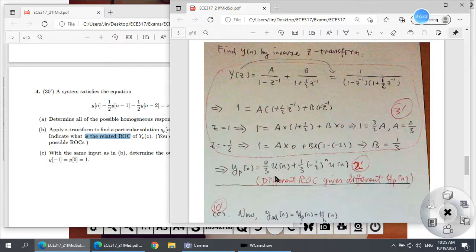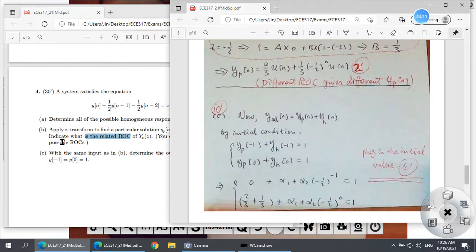Notice that the RC is larger than 1, so here is u[n]. If we used an RC smaller than some number, smaller than 1/2 it should be, then here it would be u[-n-1], and in front you need a negative sign, right? That will be different. But here I use the RC Z larger than 1, so it is this one's output. Okay, so this is a particular solution. Different RC gives different yp.